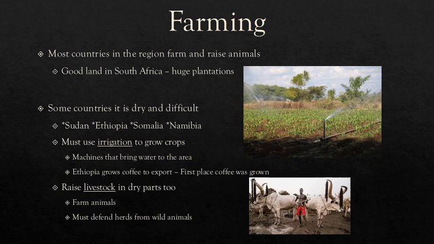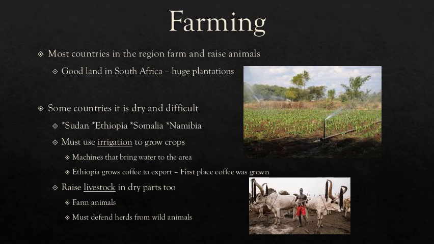One crop that is grown in this area in Ethiopia is coffee. Coffee is kind of their major export, and it's thought that Ethiopia is the first place that coffee was ever grown as an export, and so that's kind of interesting.